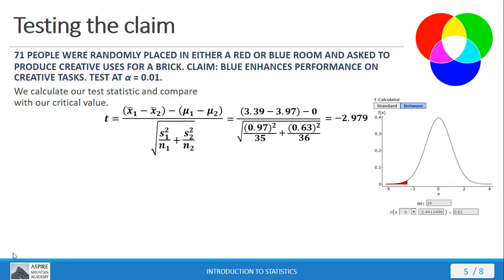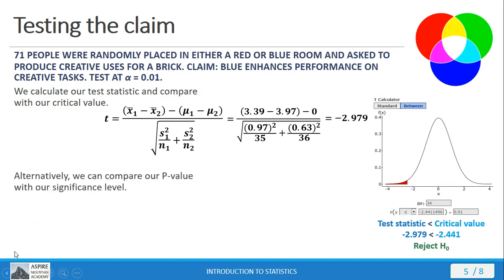So 34 degrees of freedom, as we saw earlier, and we were testing at the 1% significance level. So that value goes in here. It's a left tail test, so we've got just the one tail on the left. Put all that in, and out comes our critical value, negative 2.44. So our test statistic, negative 2.979, is going to be a little bit in here somewhere. So we're inside that region of rejection, and therefore we can reject the null hypothesis.